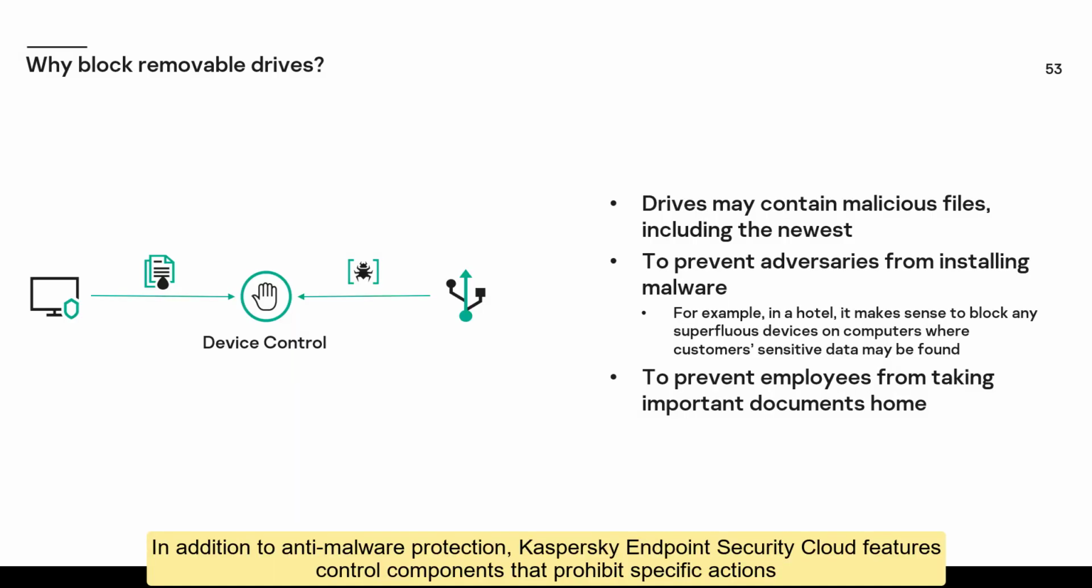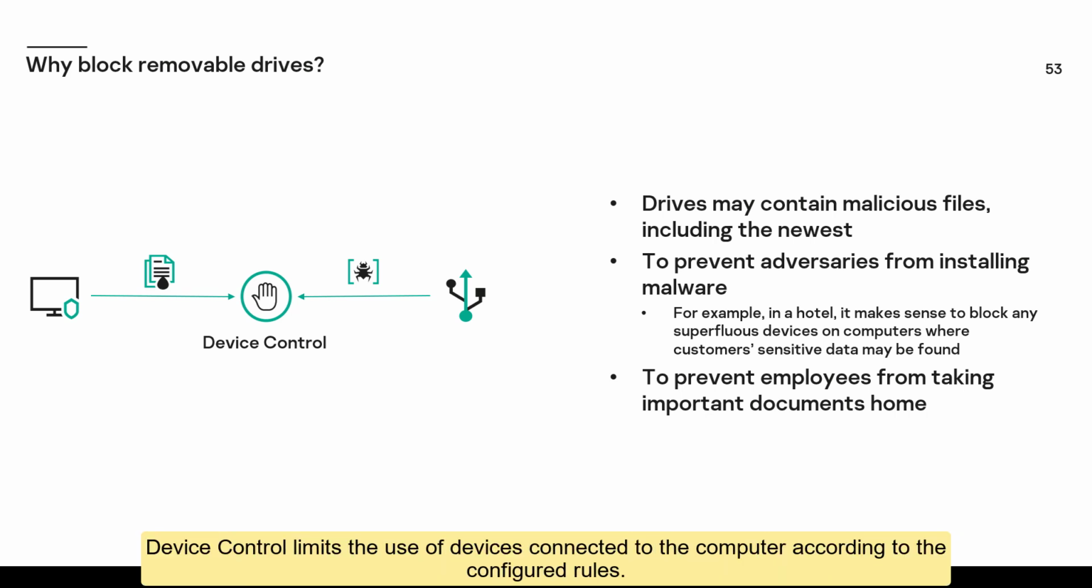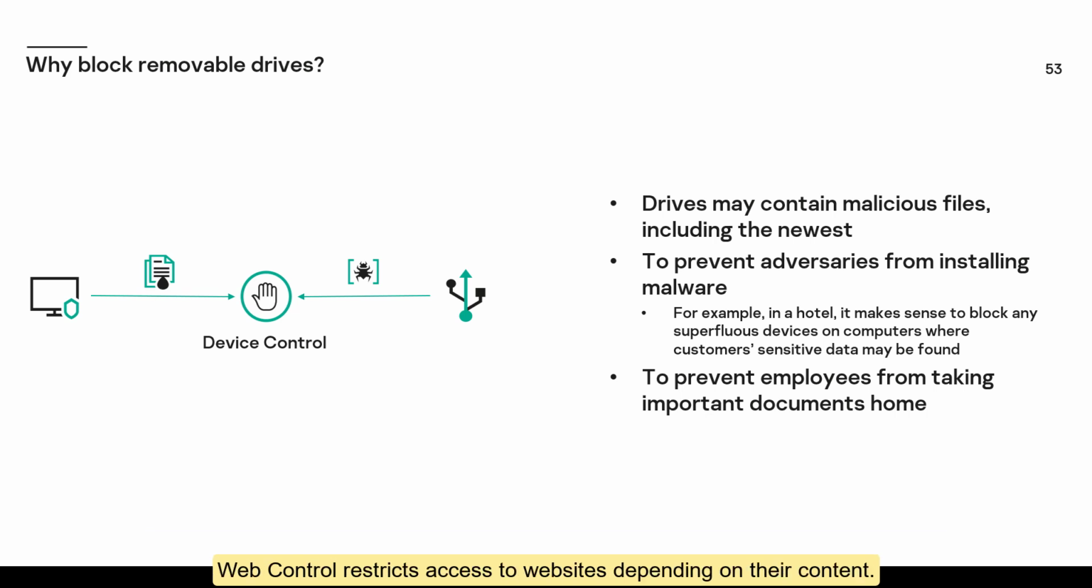In addition to anti-malware protection, Kaspersky Endpoint Security Cloud features control components that prohibit specific actions capable of harming the computer or the company's business. Device control limits the use of devices connected to the computer according to the configured rules. Web control restricts access to websites depending on their content. Application control allows or prohibits running of selected programs on computer.